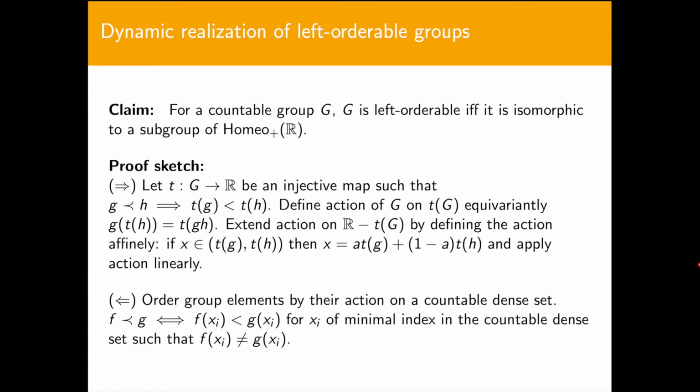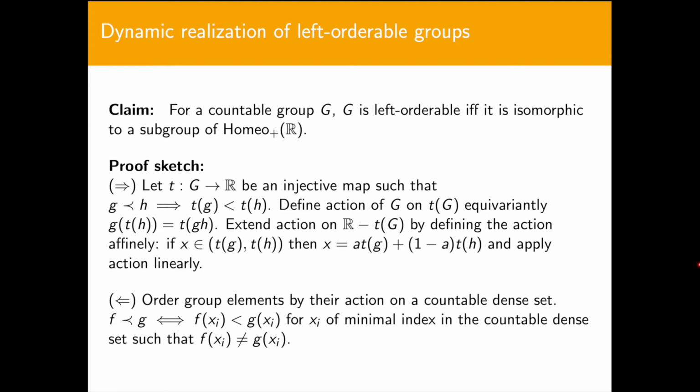For the forward direction, so for the dynamical realization, let T be a map from G to R such that it's injective and such that T preserves the pre-established order in G. So g smaller than h will mean that T of g has to be smaller than T of h. I'm not going to define such a map, but I think it's quite believable that such a map exists. And now once you have such a map, you can define an action of G on T of G equivariantly.